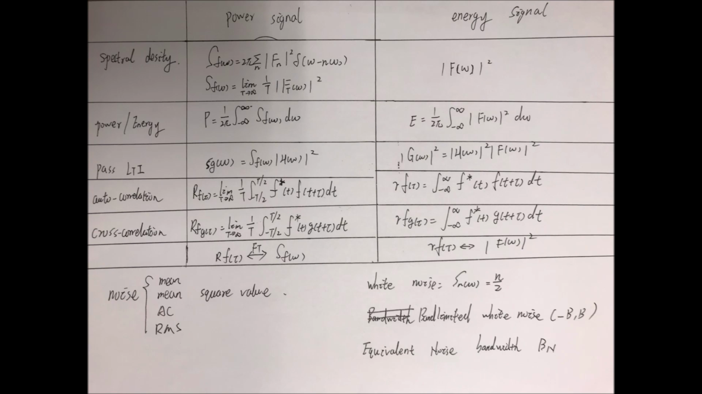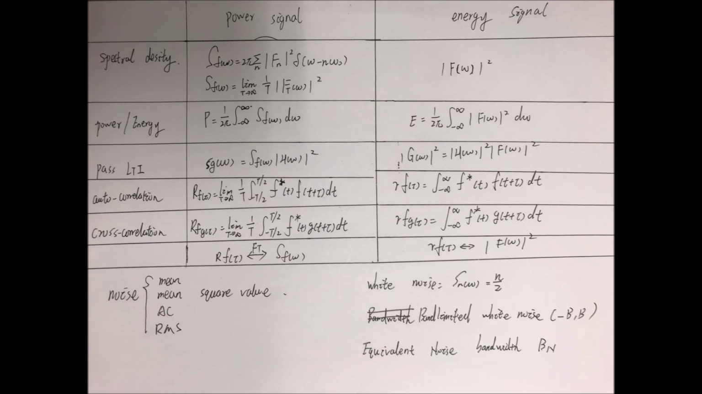Number one, what is spectral density? For the two categories of signals: for a power signal, we have the power spectral density, S_F(omega). And for an energy signal, we have the energy spectral density, the magnitude squared of F(omega).